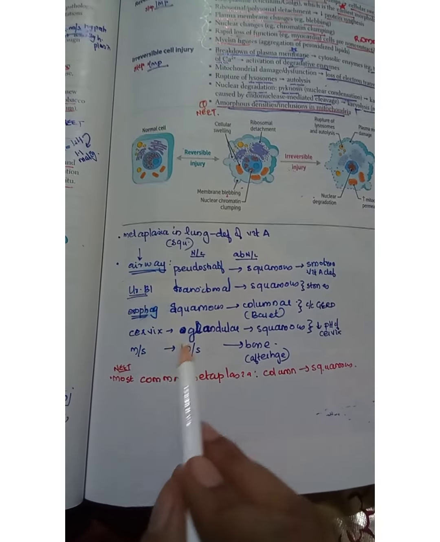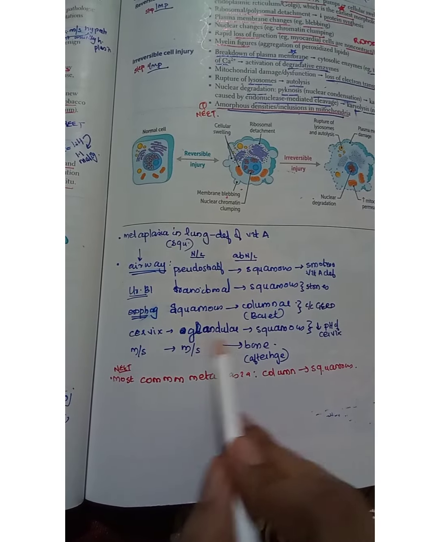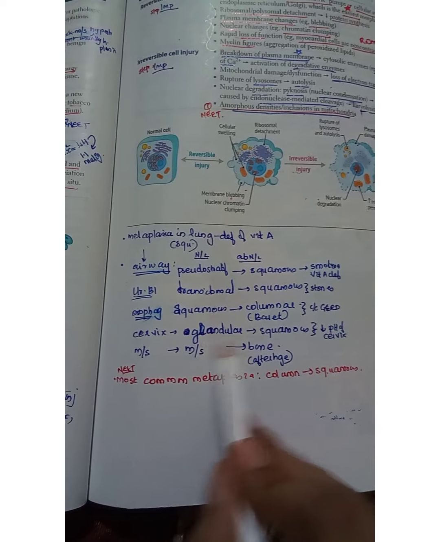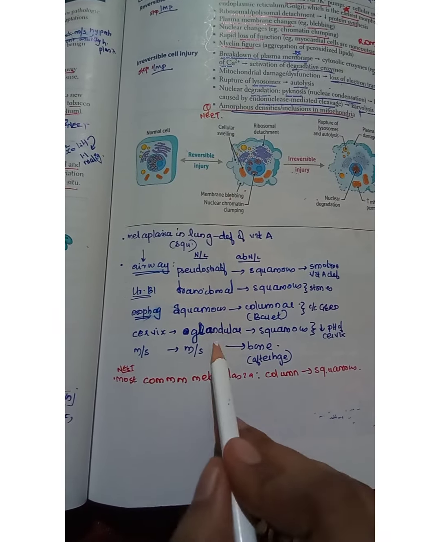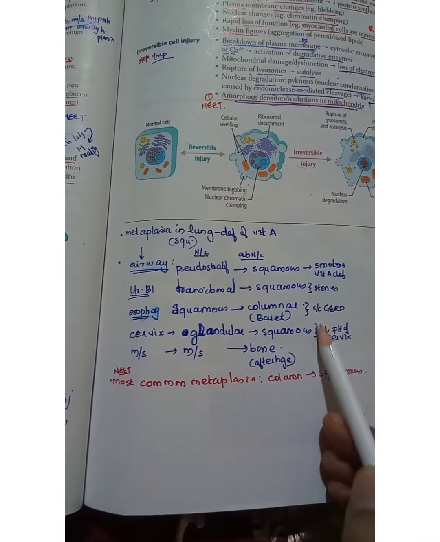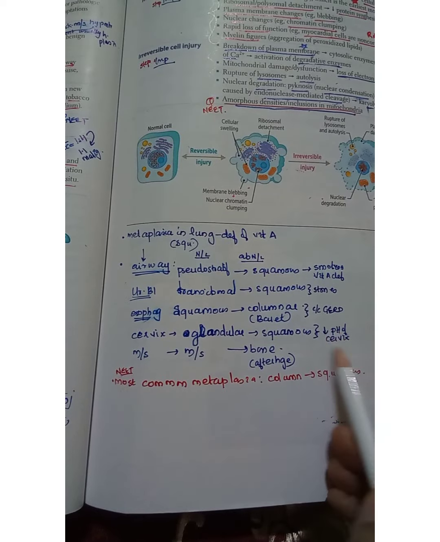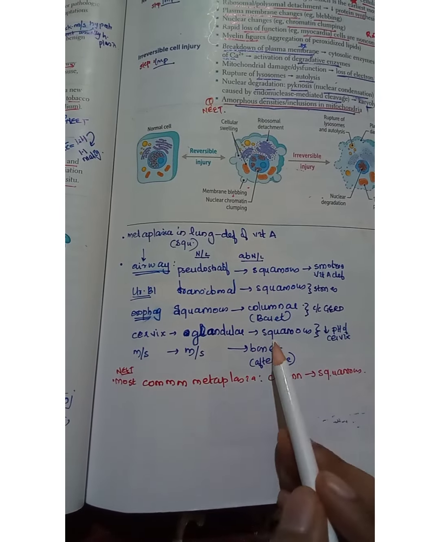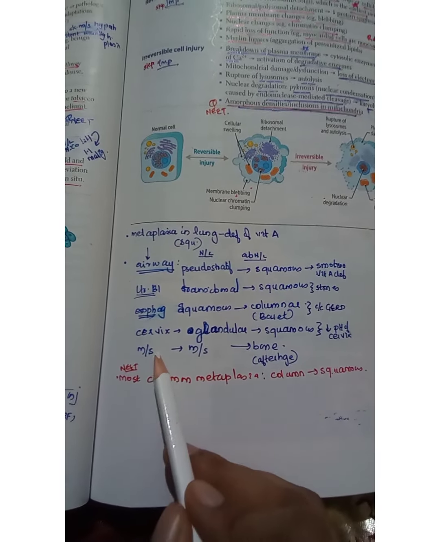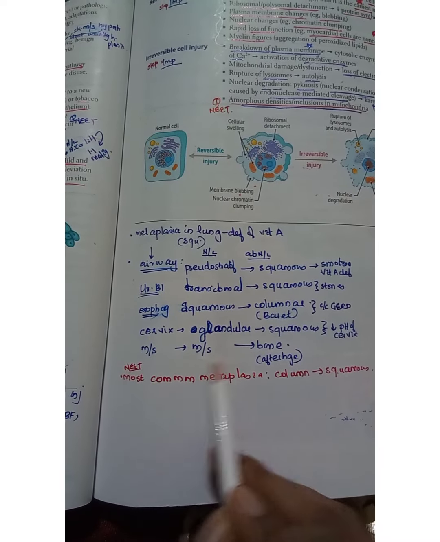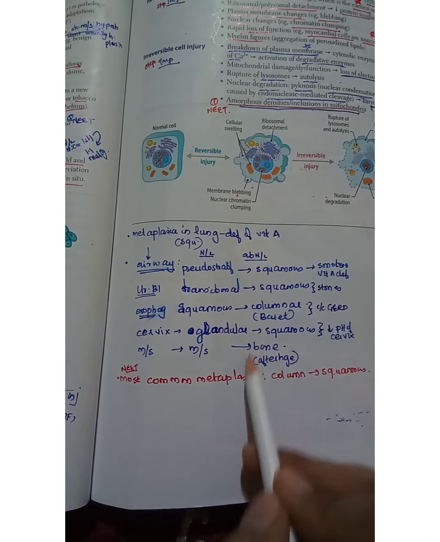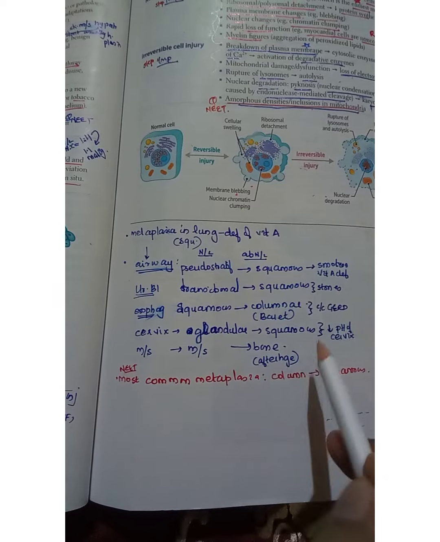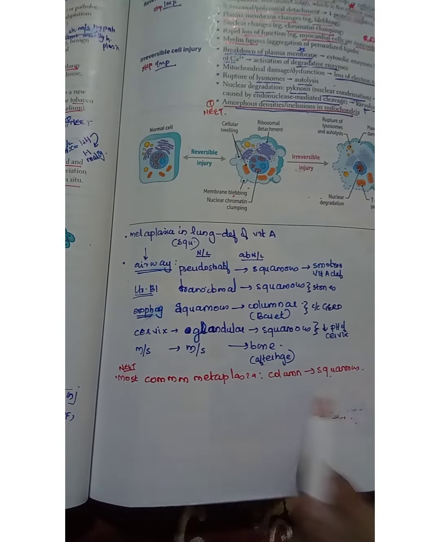Then the cervix. In the cervix we have got glandular epithelium. There are lots of glands in the cervix. The glandular epithelium converts to squamous epithelium in patients with low pH in the cervix. In patients who have a very low pH of the cervix, glandular is converted to squamous. In muscle, we already know the metaplasia happening is the normal muscle tissue is converted to bone, called myositis ossificans. It usually occurs after some kind of hemorrhage.